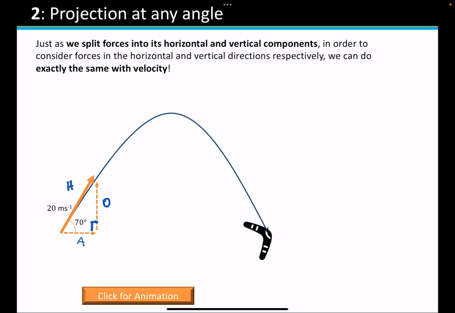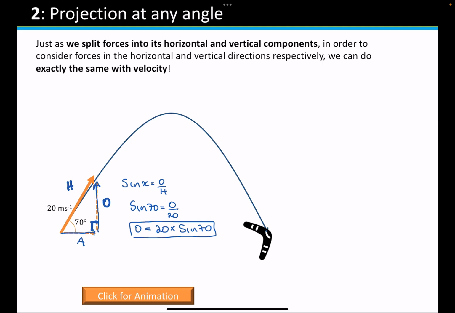So if you use SOHCAHTOA to find O and A, we know that for O, sine x is equal to opposite over hypotenuse. So this becomes sine 70 is equal to my opposite, which is O, over my hypotenuse, which is 20. And therefore you can rearrange this to make the opposite the subject, which is 20 times sine 70. And that will be the value of my vertical speed, which is also going upwards.